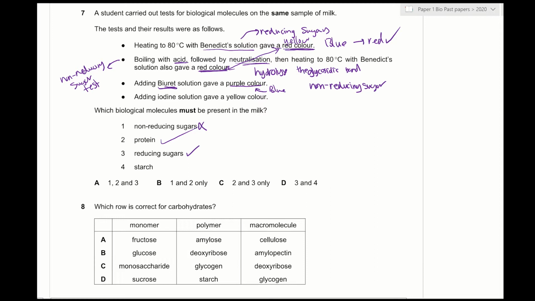And the last point, adding iodine solution gave a yellow color. As we all know, iodine solution is yellow, and a positive result for starch is going to be a blue-black color. Here, there hasn't been a color change, therefore starch is not present. In this case, 2 and 3 are correct, and the answer is going to be B.